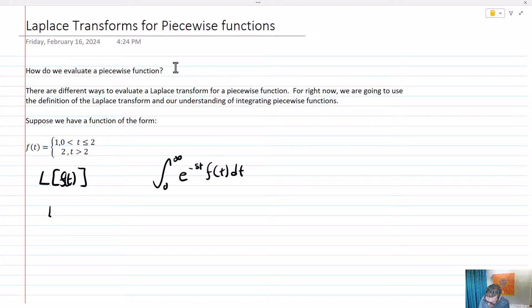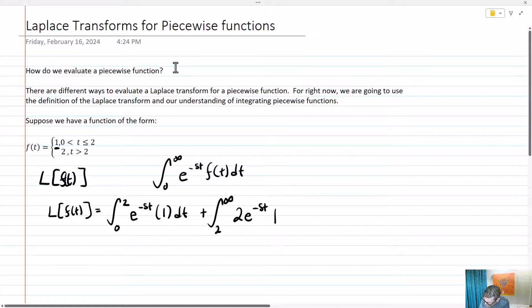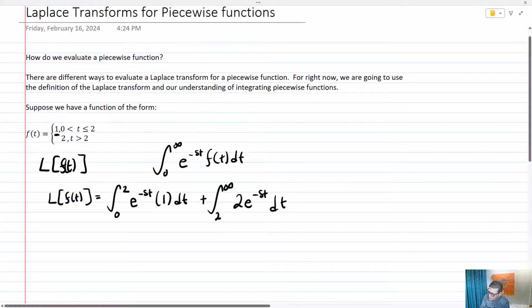So our Laplace transform, L of f, is going to equal the integral from 0 to 2 of, and from 0 to 2 our function is 1, so it's e to the negative st times 1 dt, plus the integral from 2 to infinity of 2 e to the negative st dt. Now we can go in and integrate each one individually.